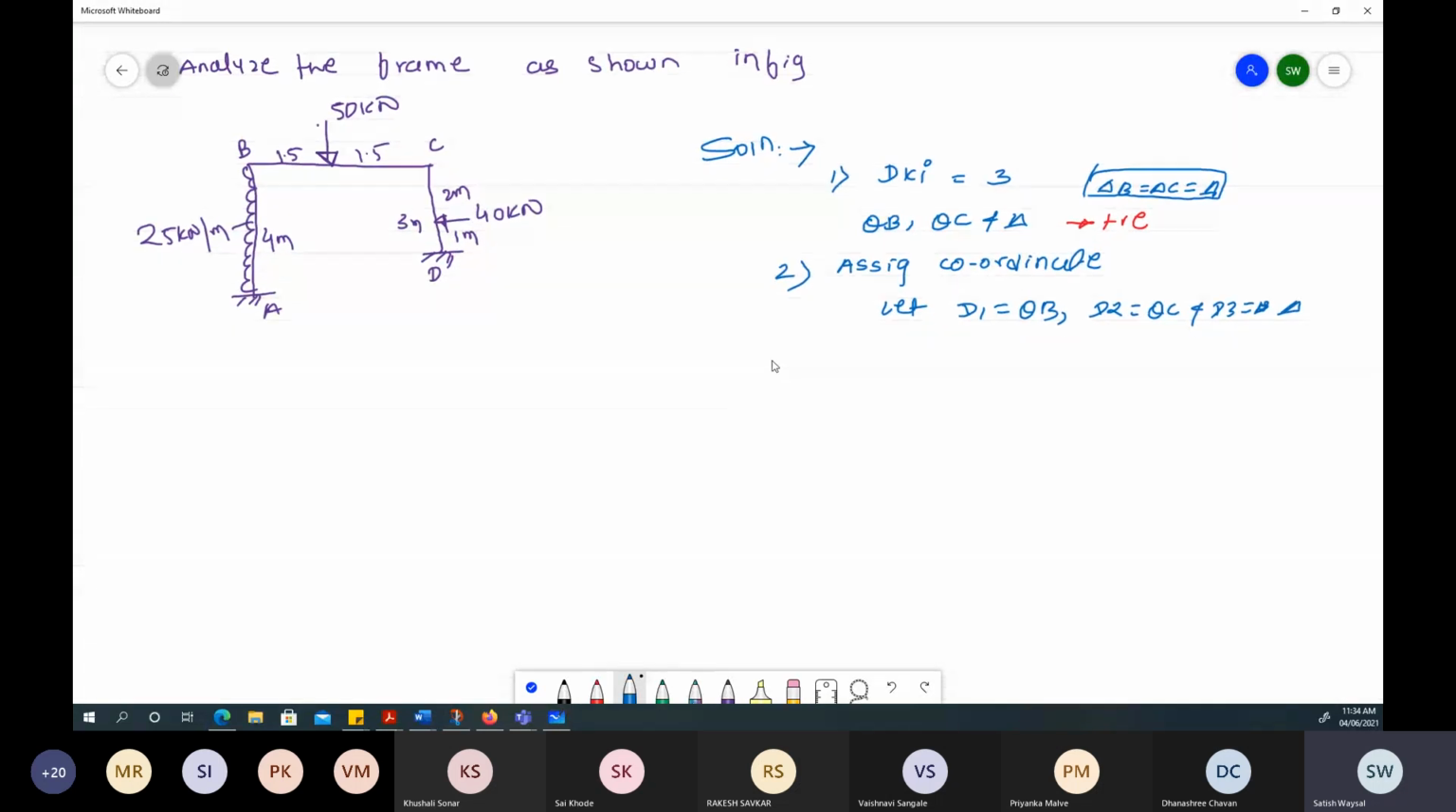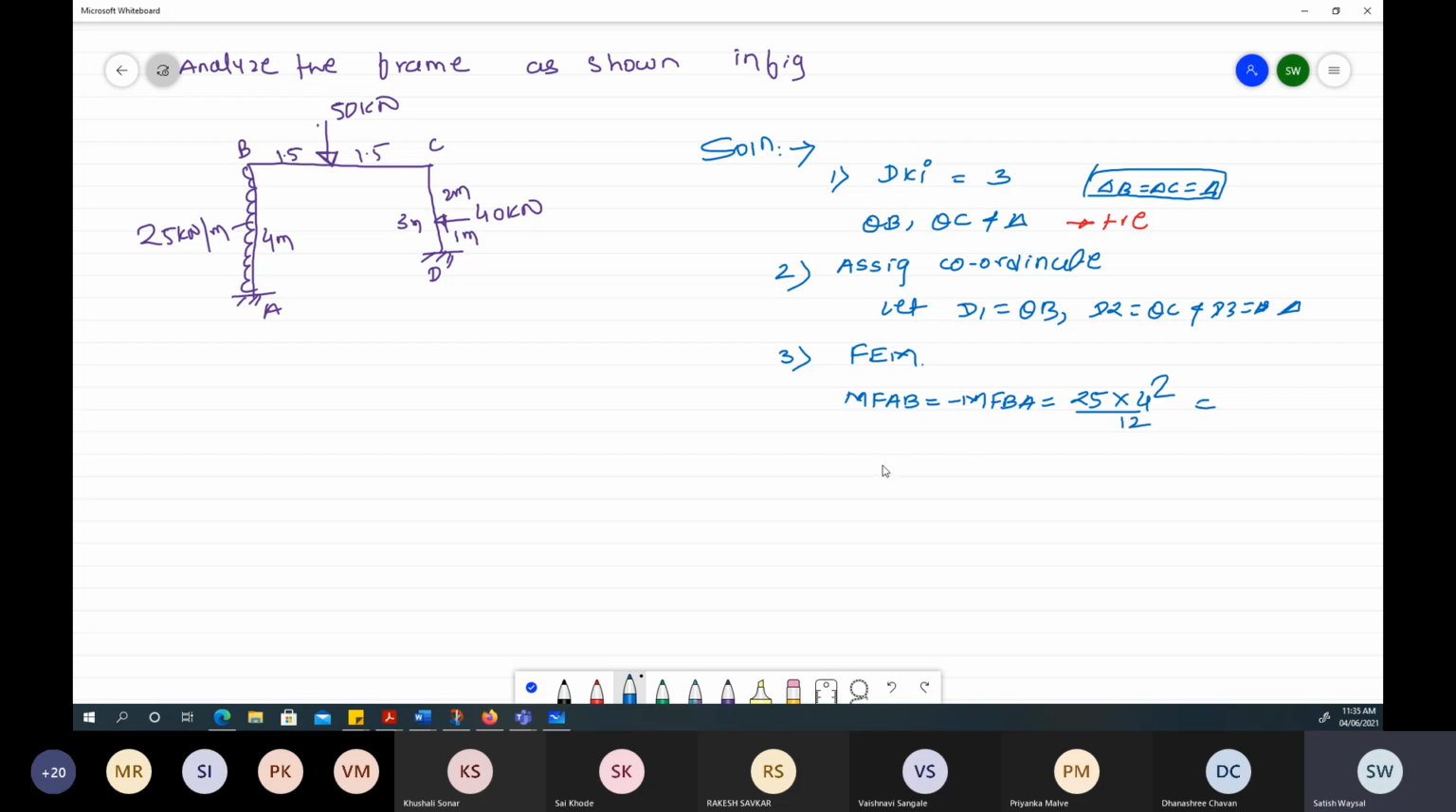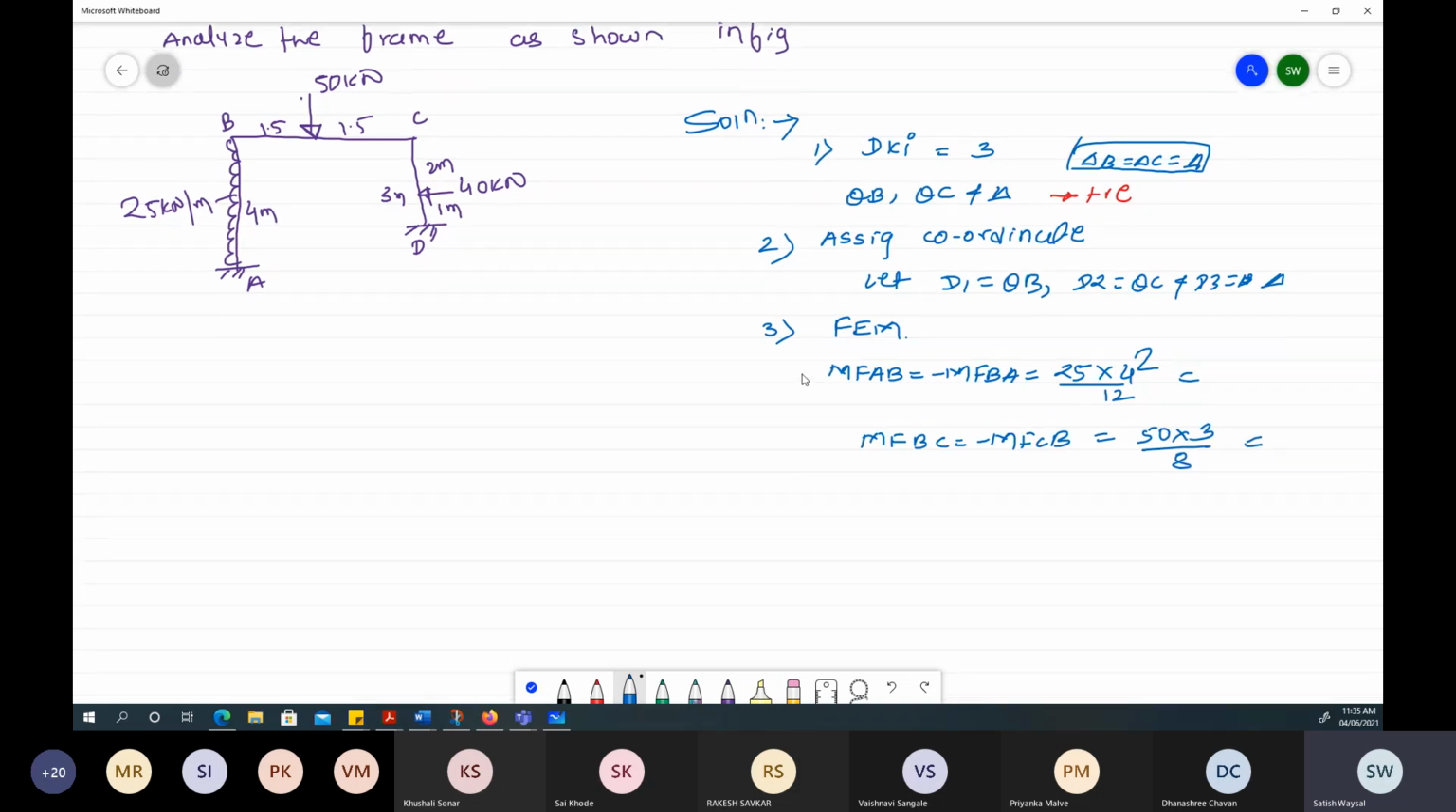Now the third step is to find out the fixed end moments. We can find out MFAB, which is equal to minus MFBA, is WL square by 12 for fixed end. So W is 25, 4 square divided by 12, is equal to this. Then MFBC is equal to minus MFCB is WL by 8. So first W is 50 into 3 divided by 8, is equal to this.